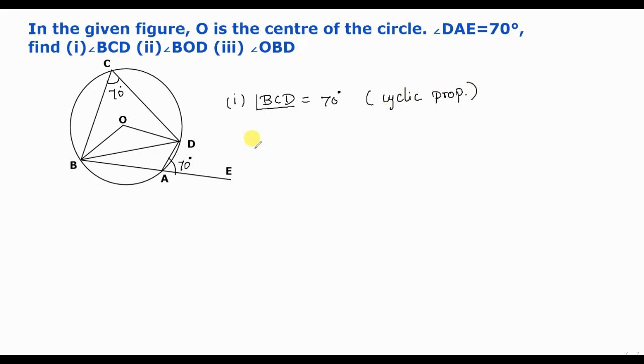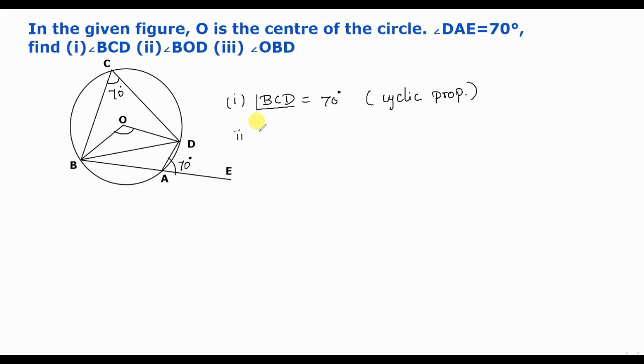Moving to the second one. The second one is angle BOD, this angle here. Remember the first property: the angle at the center will be twice the angle at the circumference, because the starting and ending points of these two are the same, B and D. So it comes under the first property. The angle at the circumference is 70, which means at the center it will be double of this one.